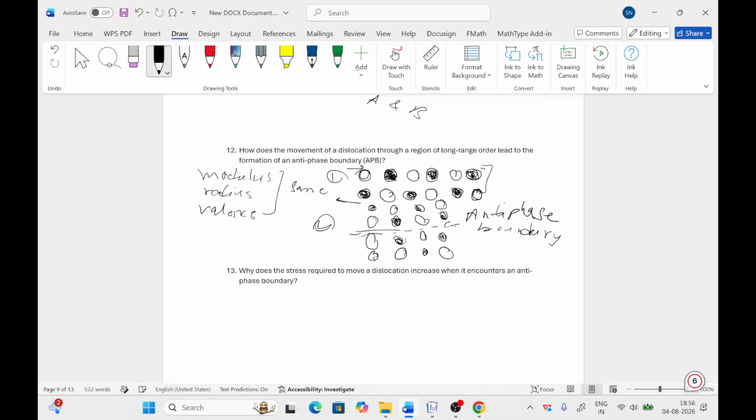So movement of a dislocation. This plane movement is through the dislocation only, because from some plane, the dislocation is moving in this direction. So that will create this antiphase boundary.